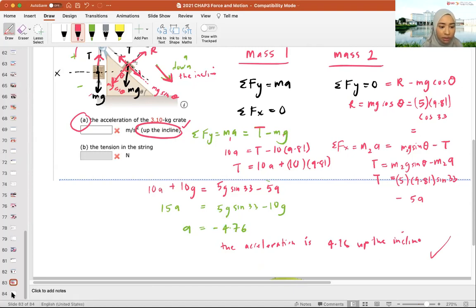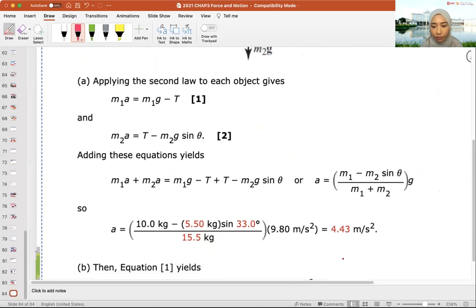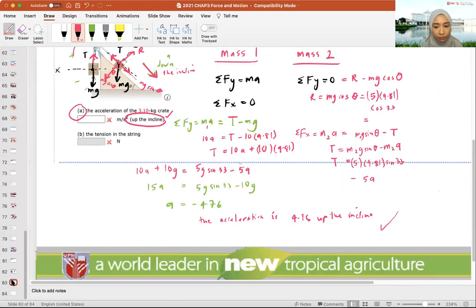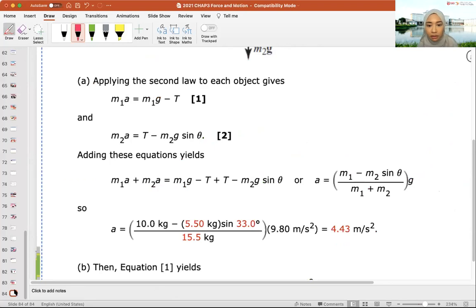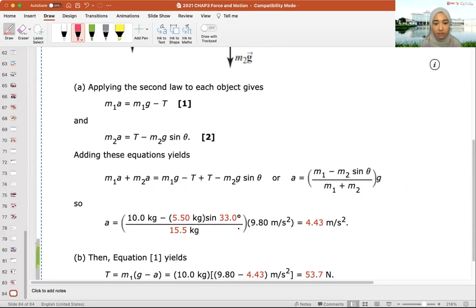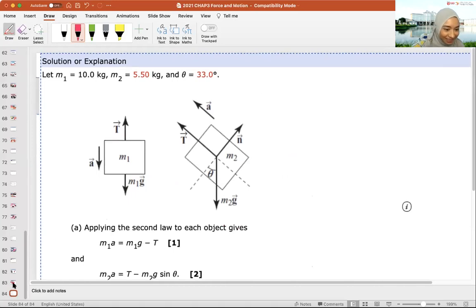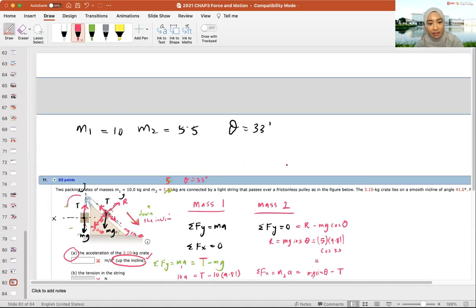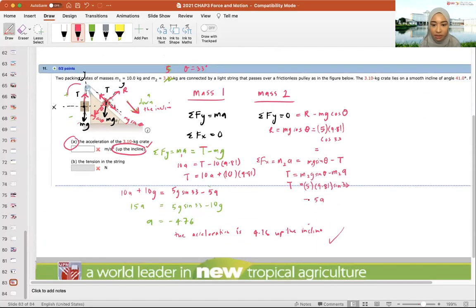Now let's see if our value is actually the same. 4.43. Dapat berapa? 4.76. Jauh juga ni. Sekejap, let's see. Oh, this is 5.5. Dang. Kejap. So mass 2 is 5.5. Saya tersilap. Saya letak 5 je. So let's see if this is actually correct. So this is going to be 5.5 times 9.81 times sine 33 minus 10 times 9.81 divided by 15. 5.58. Tak sama juga.